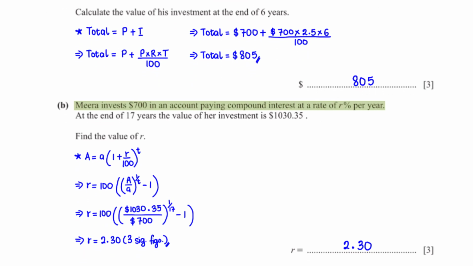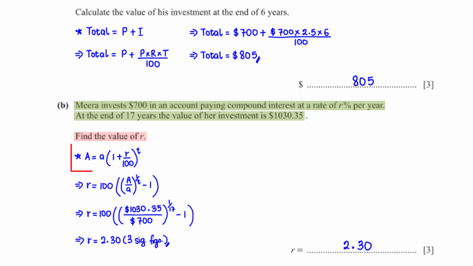Mira invests $700 in an account paying compound interest at a rate of R% per year. At the end of 17 years, the value of her investment is $1,030.35. Find the value of r.